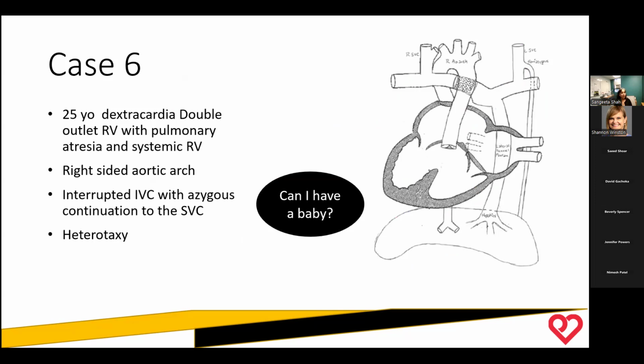So she has dextrocardia, double outlet right ventricle, which meant that both her aorta and her pulmonary artery came off of her right ventricle, which is right here. And she has a right-sided aortic arch. We've rerouted her blood flow. She does have something interesting where her hepatics were directly plugged into her pulmonary arteries, and she doesn't have an IVC. So this is an azygos drainage into the SVC. She does have heterotaxy, which means her abdominal organs are also not in the right place.